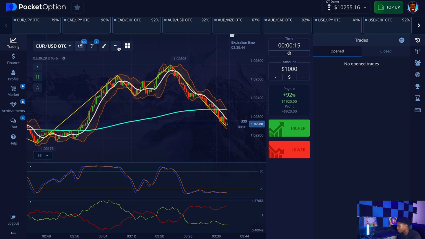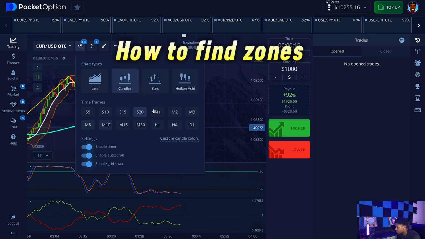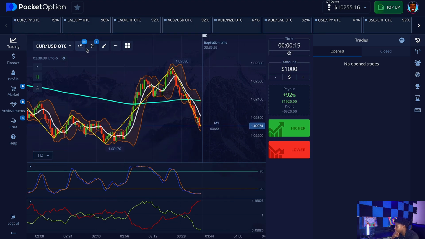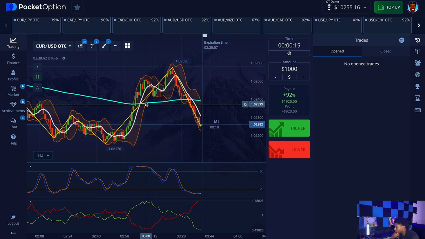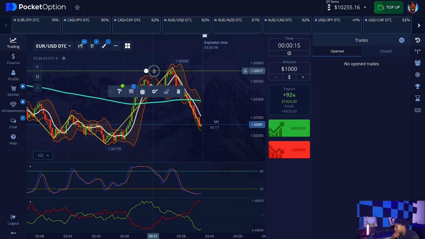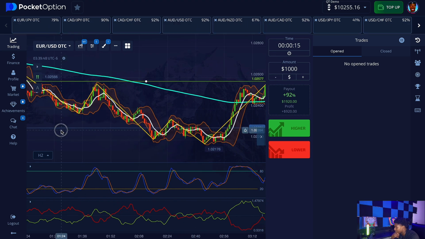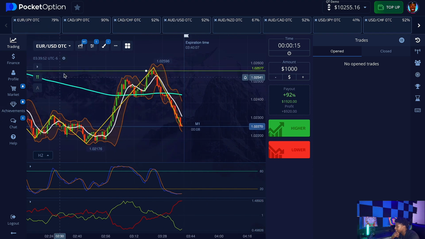And right now, I'm going to show you how to find these zones. So what you want to do is run a 30-second. You can just go to the 1 minute. Really, you could do this with all of these time frames and just find your zones. What you want to do is take a horizontal line and put it where the candles touch. As you can see, we have some candle touches right there, and if we scroll over, we have more candle touches right here, indicating that this is a zone.